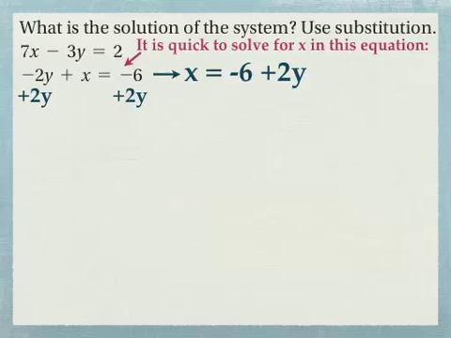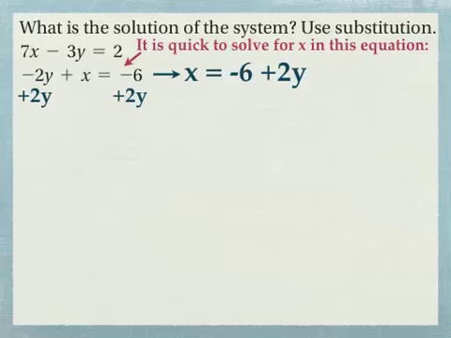Now, because x equals negative 6 plus 2y came from my second equation, I need to plug in negative 6 plus 2y for x in the first equation. It always has to be the equation that you didn't get the variable alone from. So because this x equals negative 6 plus 2y came from my second equation, I need to plug in negative 6 plus 2y for x in the first equation, the other equation.